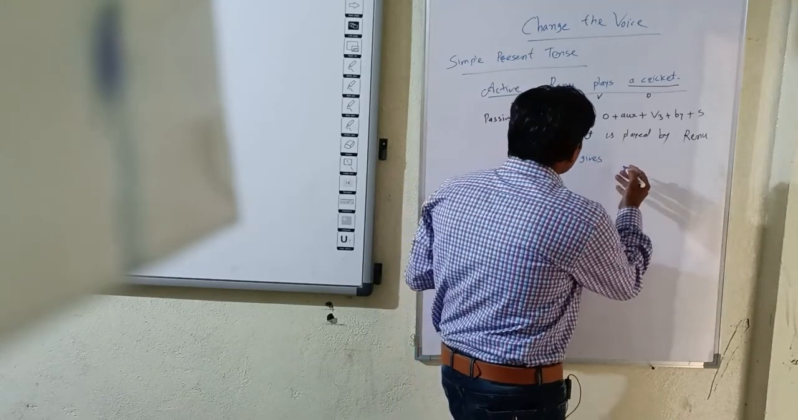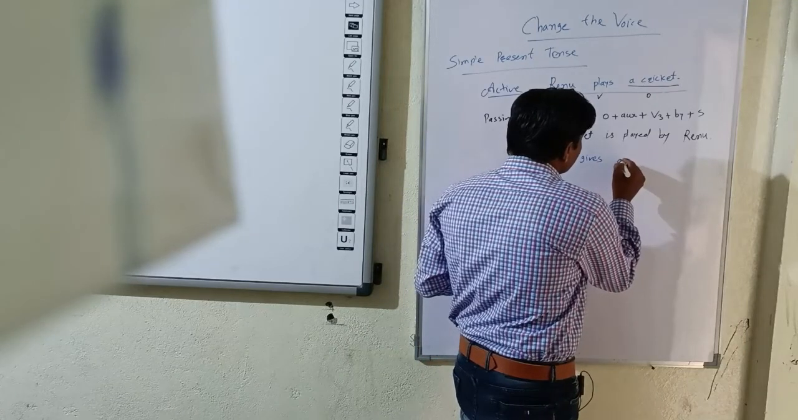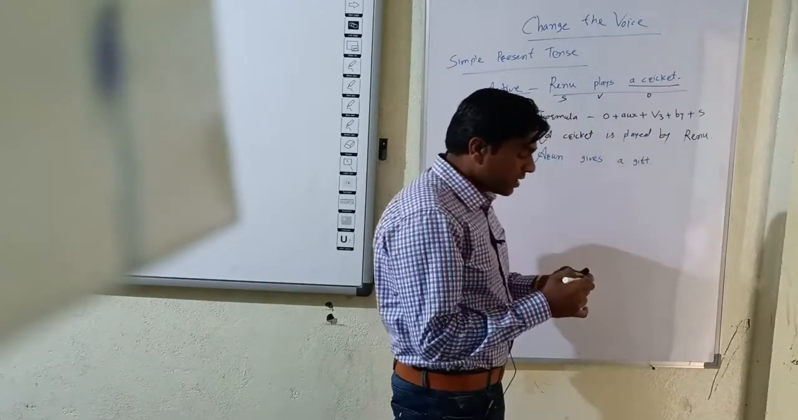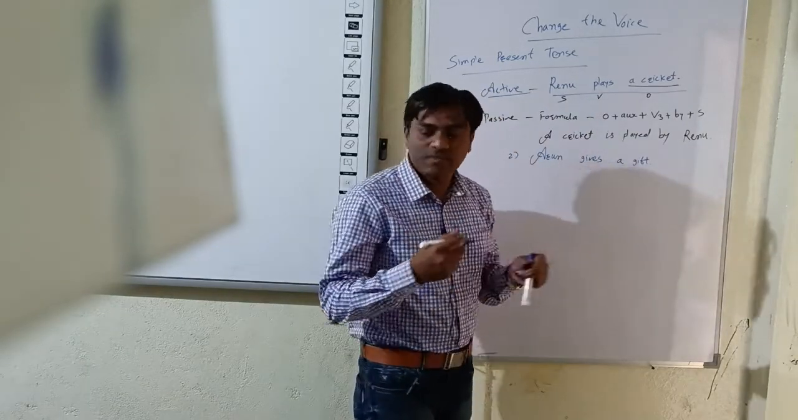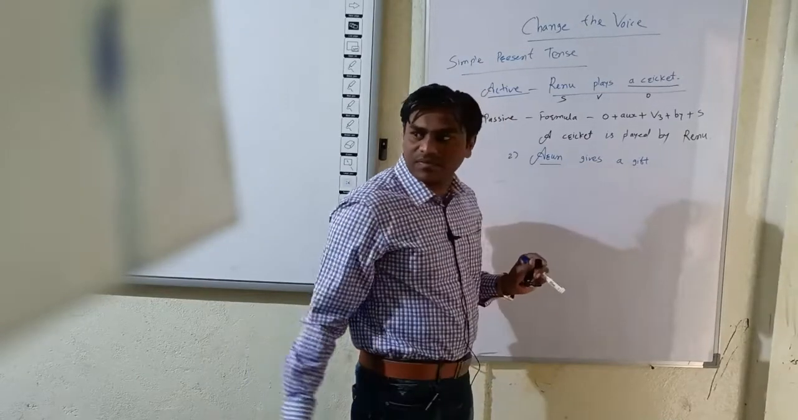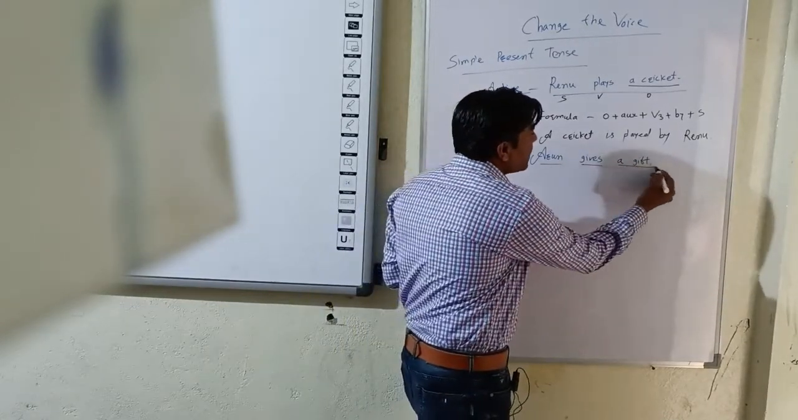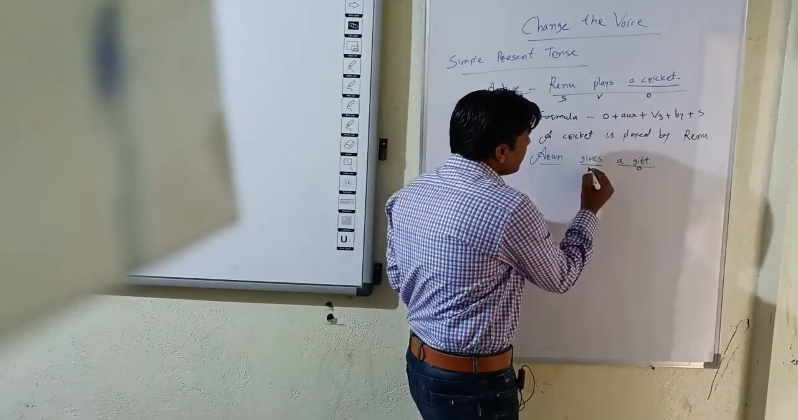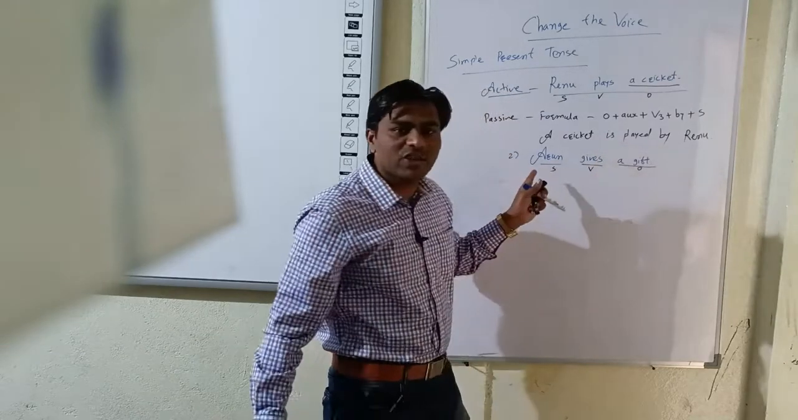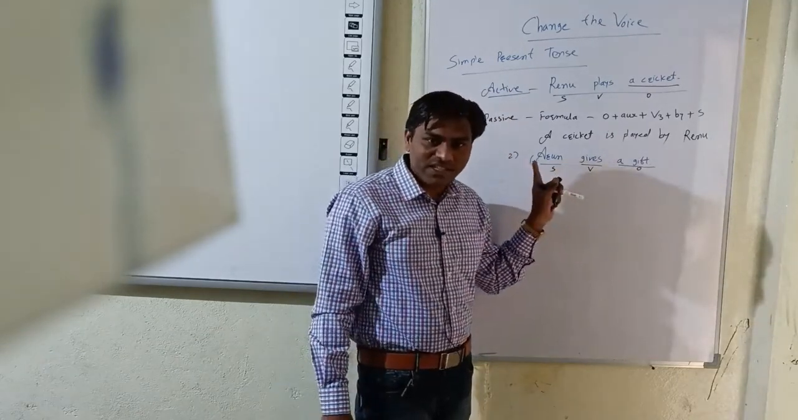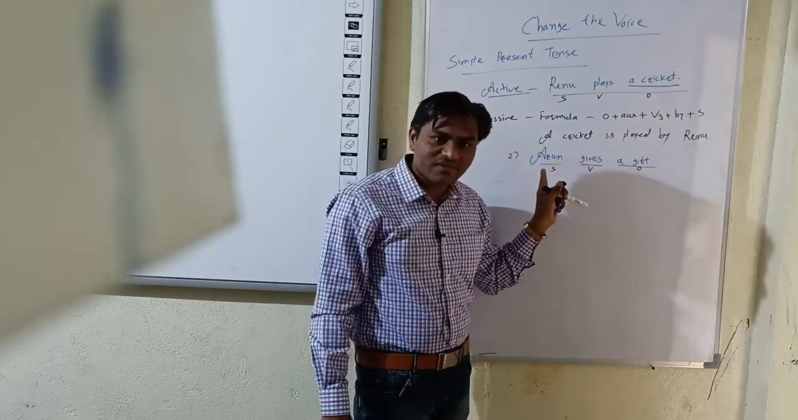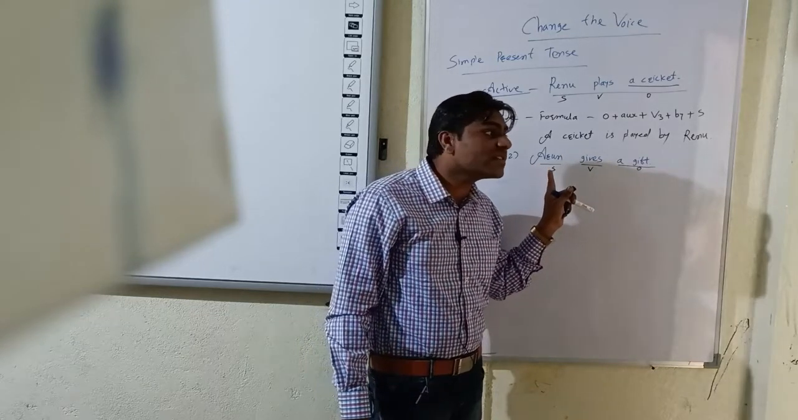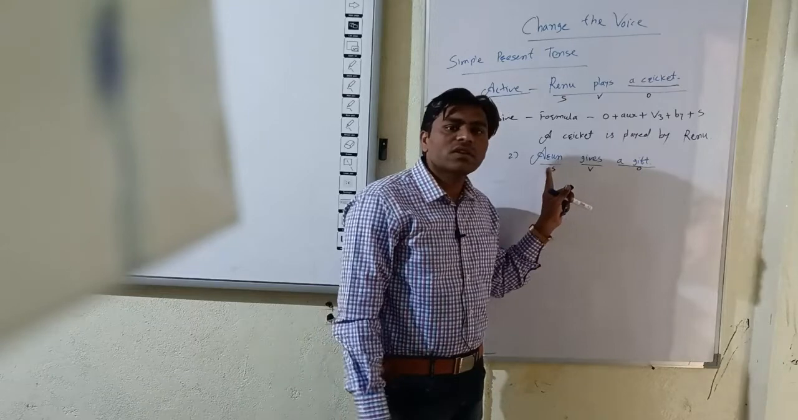Arun gives a gift. In this active voice sentence, here is the subject, here is the main verb, and here is the object. I write here object, main verb, and subject. This is the active sentence. Which is this sentence? Active voice. Fine. Active sentence.